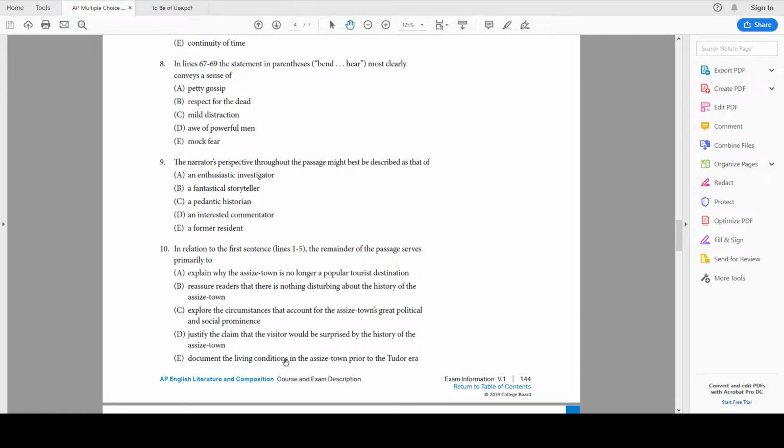And then, document the living conditions prior to the Tudor era. No, we don't have anything prior to the Tudor era. The Tudor era is the first era we're talking about. So the answer is D.